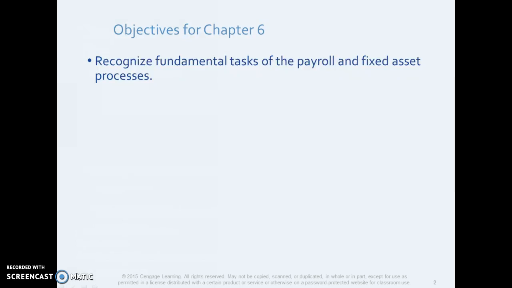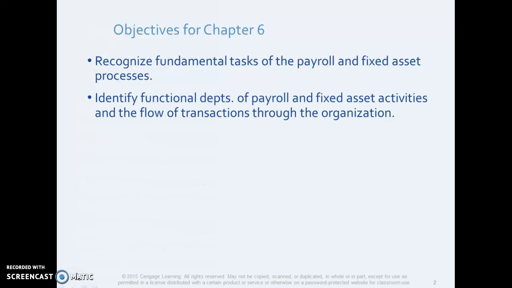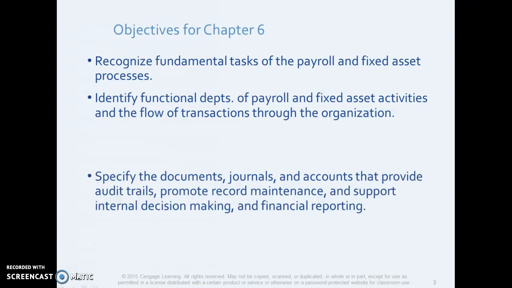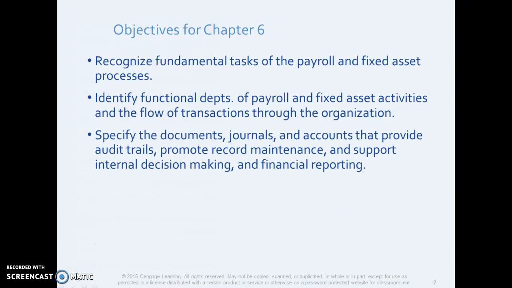Our objectives are to recognize fundamental tasks of the payroll and fixed asset processes. So we all went over the fundamentals of the revenue cycle. This will be of the payroll and the fixed asset processes. We're going to identify functional departments of the payroll and fixed asset activities and the flow of transactions through the organization. We're going to specify the documents, the journals, and accounts that provide audit trails, promote record maintenance, and support internal decision-making in financial reporting.